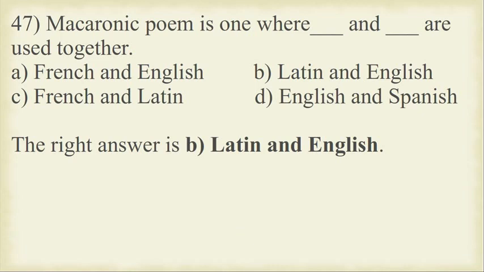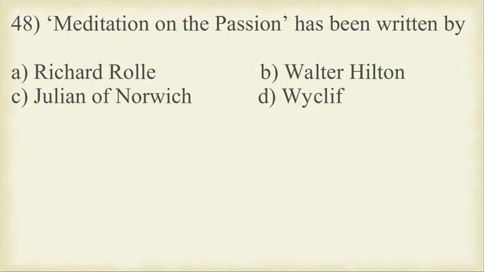Question number 47. A macaronic poem is one where dash and dash are used together. Option A French and English, option B Latin and English, option C French and Latin, option D English and Spanish. The right answer is B, Latin and English.